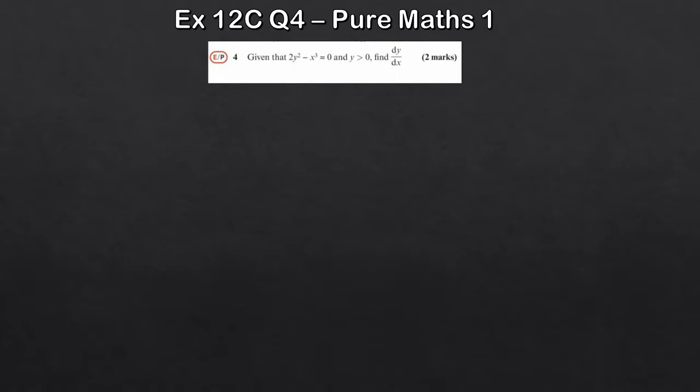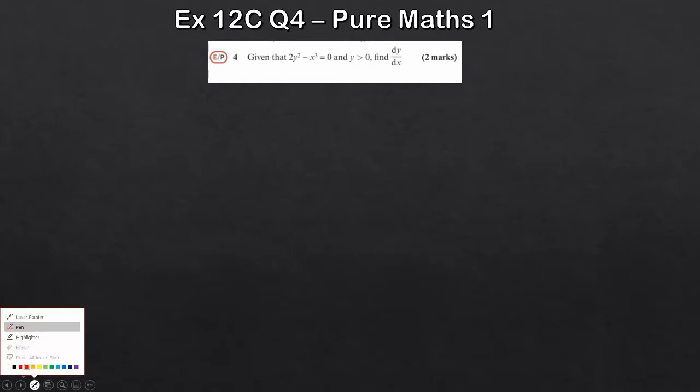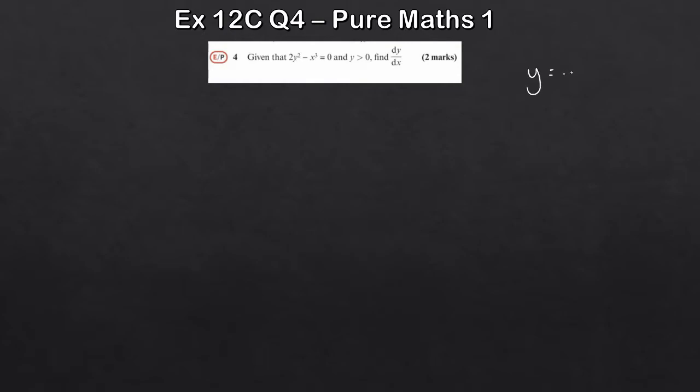So the first question from exercise 12c, question 4, we're given that 2y squared minus x cubed is equal to 0, where y is positive. So we're just asked to find dy by dx. To find dy by dx, the issue with this question is normally we need it in the form y equals something that we can differentiate in terms of x.